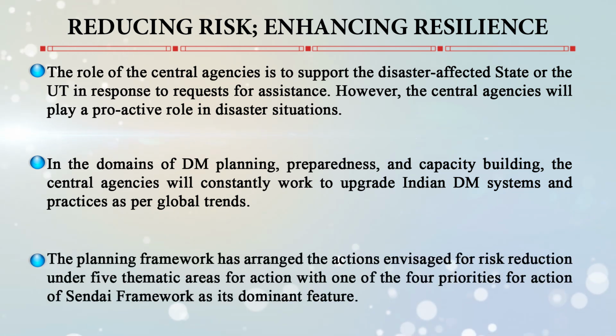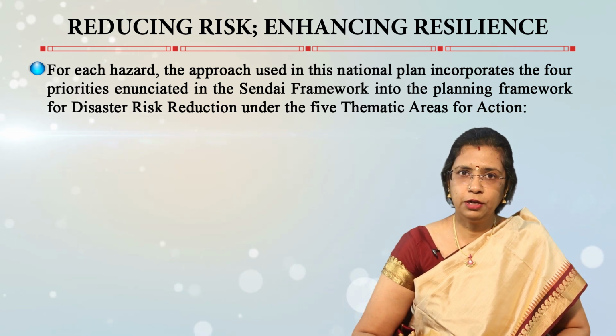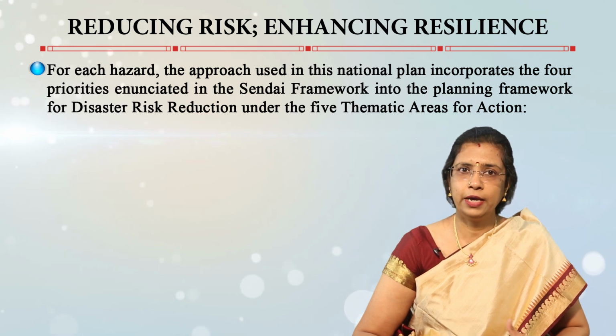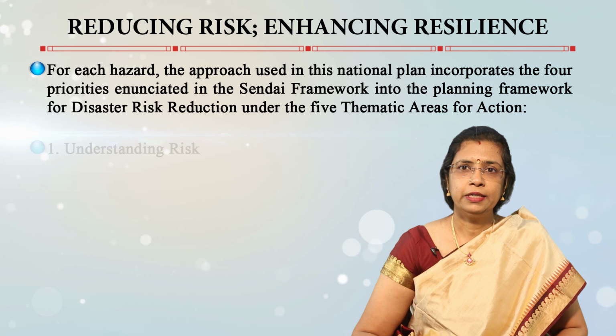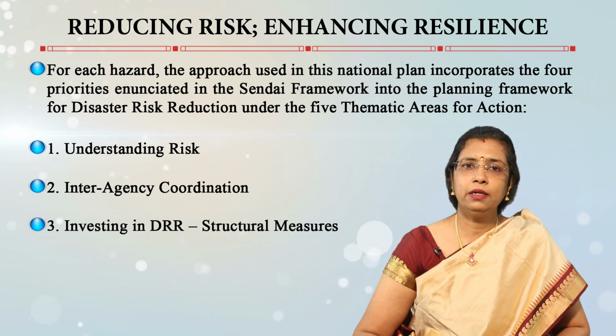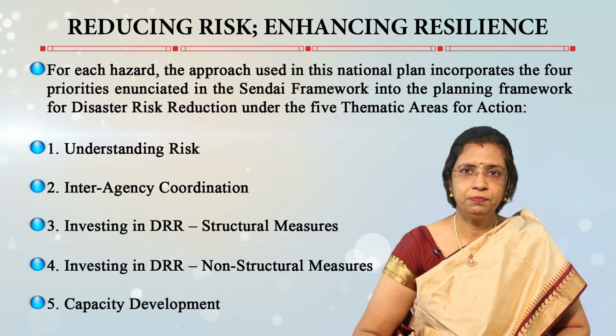Now, the planning framework has arranged the actions envisaged for disaster reduction under 5 thematic areas for action, with one of the 4 priorities for action of the Sendai Framework as its dominant feature. For each hazard, the approach used in this national plan incorporates the 4 priorities written down in the Sendai Framework into the planning framework for disaster risk reduction under the 5 thematic areas for action. So what are those 5 areas? The first is understanding the risk, then inter-agency coordination, investing in DRR structural measures, investing in DRR non-structural measures, and capacity development.